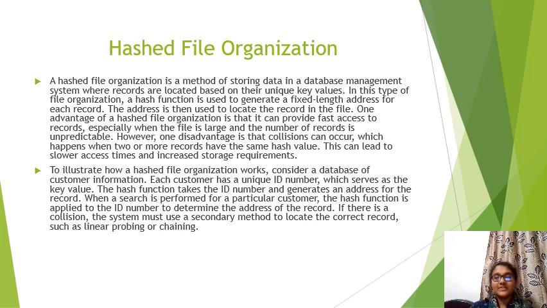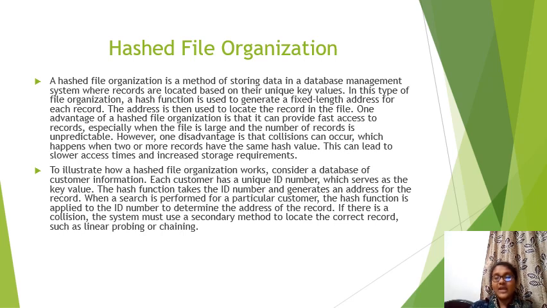Next one is hashed file organization. A hashed file organization is a method of storing data in database management systems where records are located based on their unique key values. In this type of file organization, a hash function is used to generate a fixed length address for each record. The address is then used to locate the record in the file. One advantage of a hashed file organization is that it can provide fast access to records, especially when the file is large and the number of records is unpredictable. However, one disadvantage is that collisions can occur, which happens when two or more records have the same hash value. This can lead to slower access times and increased storage requirements.